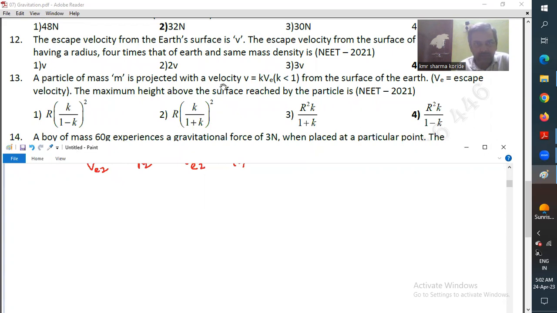The particle of mass m is projected with velocity k times the escape velocity, but they mentioned k is less than 1, from the surface of the earth. So v is the escape velocity. We need to find out the maximum height above the surface reached by the particle. So now, the total energy on the surface of the earth is equal to the total energy at height h. The total energy on the surface of the earth is minus GMm by R only. This is the gravitational potential energy.